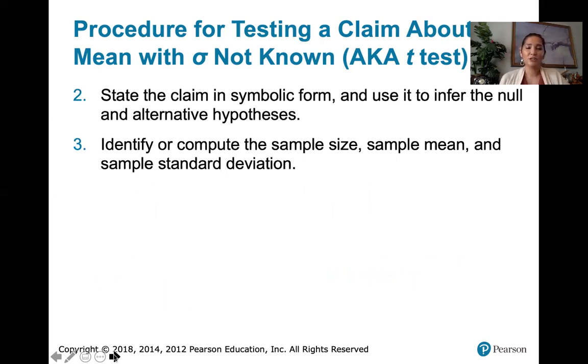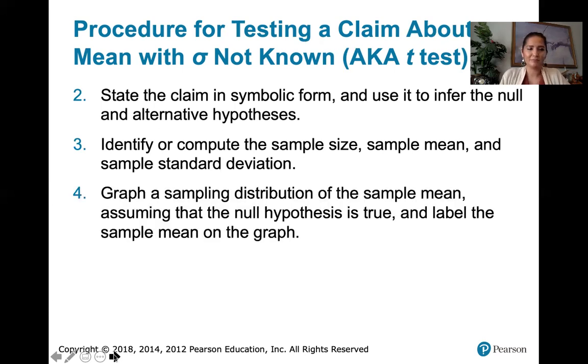Sometimes someone will give those to you, or sometimes they'll actually give you the sample, and then you'll need to compute the sample size, the sample mean, and the sample standard deviation. Then once you have all of those summary statistics, I'll want you to graph the sampling distribution of the sample means, assuming that the null hypothesis is true, and then label the sample mean for our particular sample on the graph.